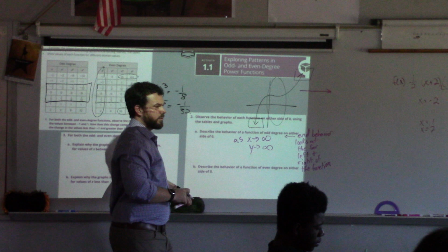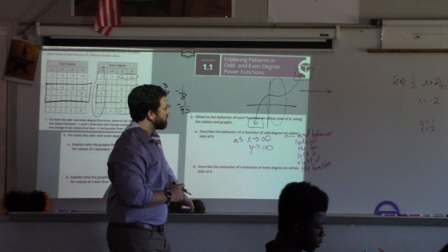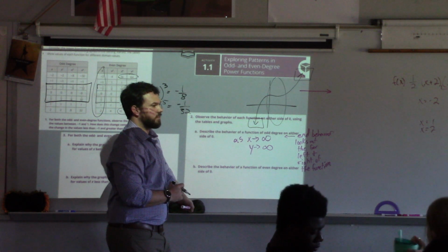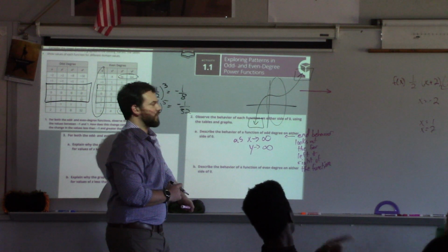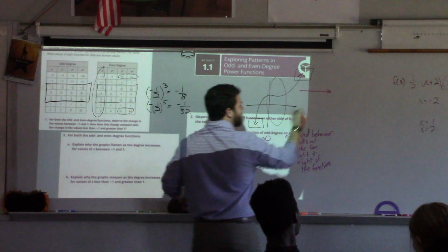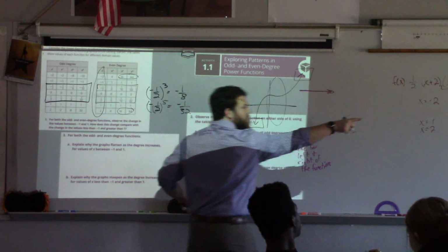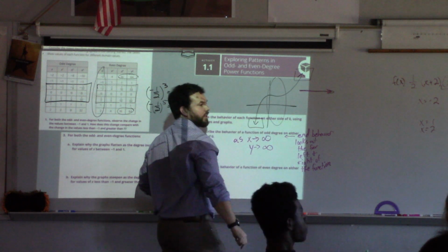So Gracie, I was confused because I thought x was the arrow going that way. x is which direction? Left and right. So that's why I say as x is going towards infinity. As x goes to the right, what is my y doing? It's going up to positive infinity.